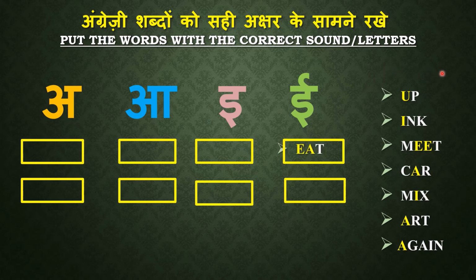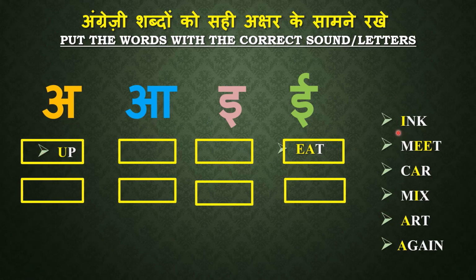This will come under this vowel E. Got it? So now let's move on to the next words. First, it is up. Say along with me, then you will be able to recognize the vowel yourself. Up. What are we saying? A. So it will come under A.